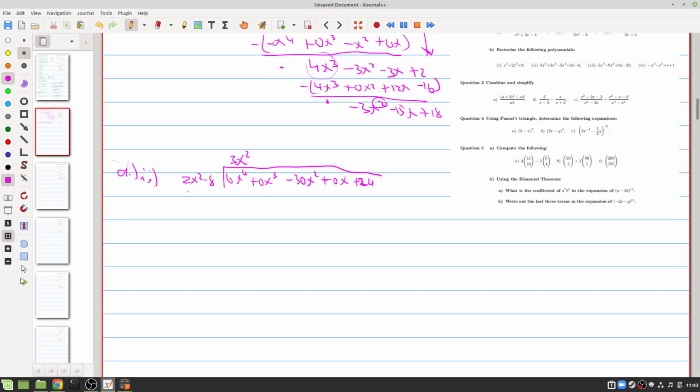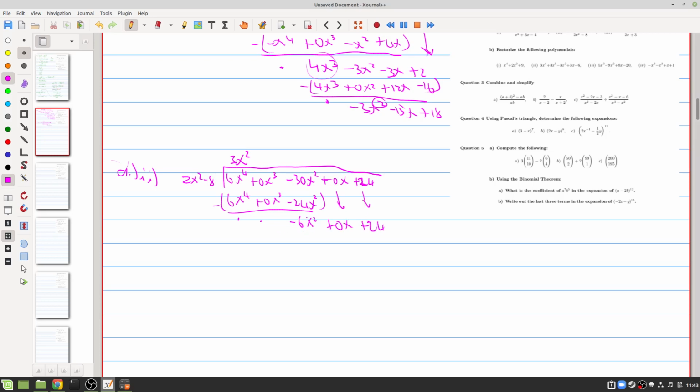Multiply the 3x squared back with the whole divisor. That gives us 6x to the power 4, and then 3x squared times negative 8 is negative 24x squared. 0x to the power 3s. Then we want to subtract that. That's nothing, 0 minus 0 is nothing. Negative 30 plus 24 is going to be negative 6x squared. And then let's bring down the rest of our values. Plus 24.